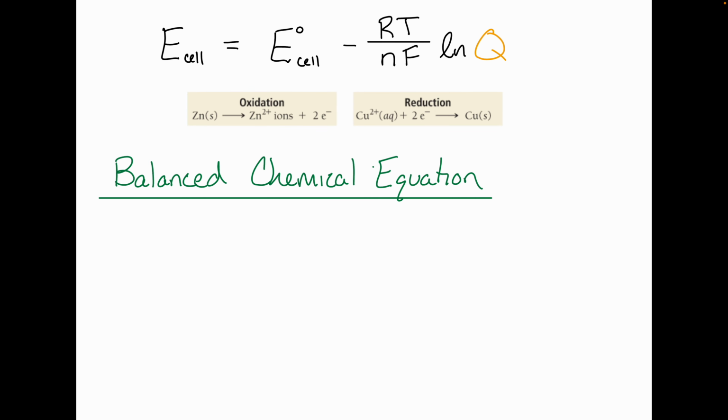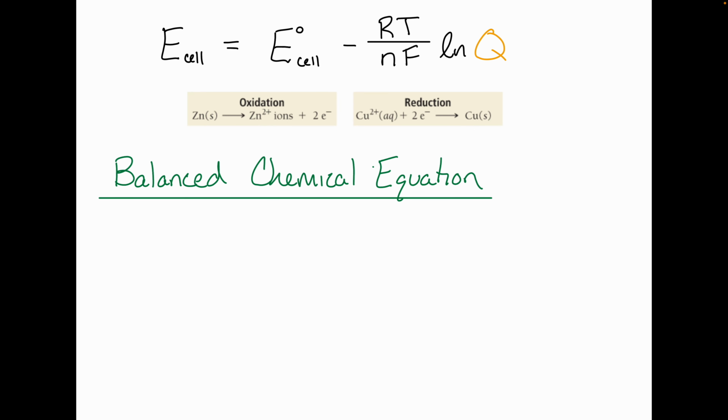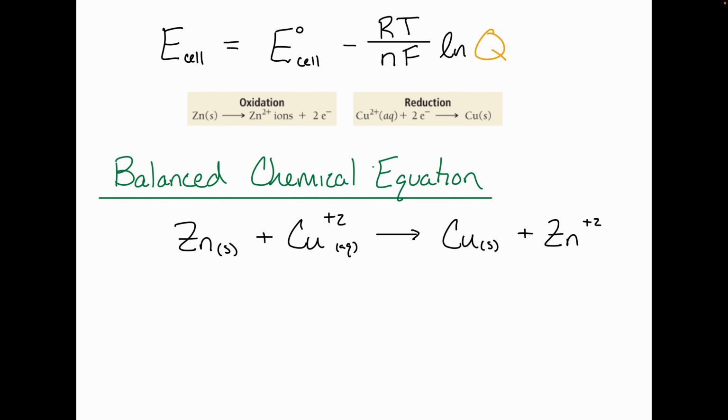All right, remember I'm going to sum up these two half reactions. I just have to make sure what happens when I sum them up. My electrons cancel out. In this case, I already have 2 on either side, so I'm kind of lucky. This one's pretty easy. It's just zinc plus those copper ions gives me copper plus those zinc ions.